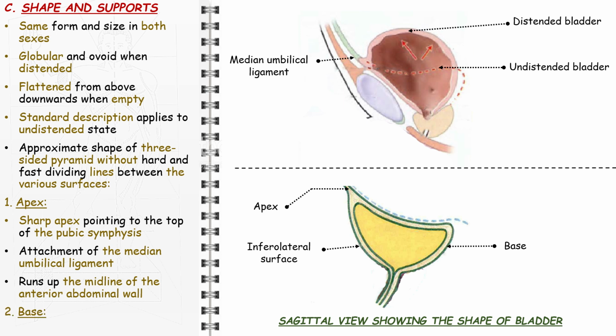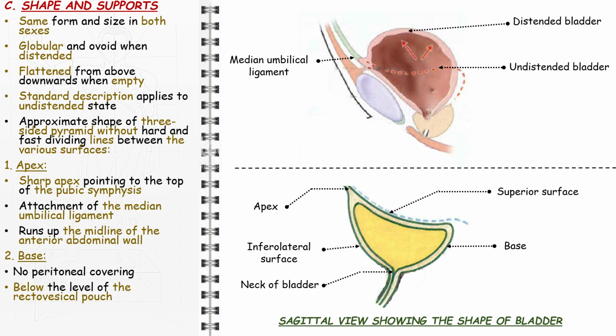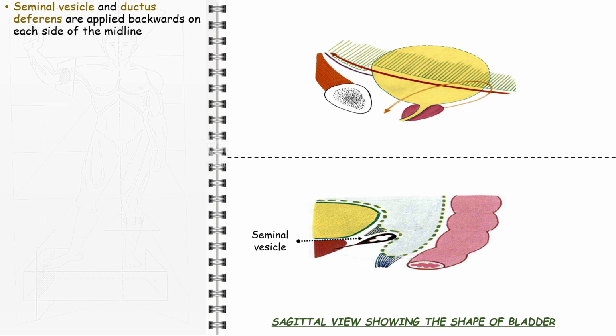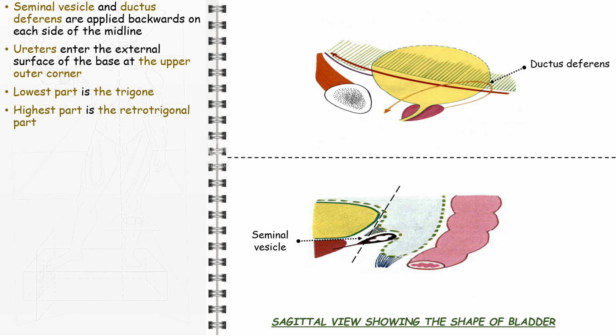The base is positioned below the level of the rectovesical pouch and, thus, has no peritoneal covering. The seminal vesicle and ductus deferens are applied backwards on each side of the midline, and the ureters enter the external surface of the base at the upper outer corner. The lowest part of the base is the trigone and the highest part is the retrotrigonal part.